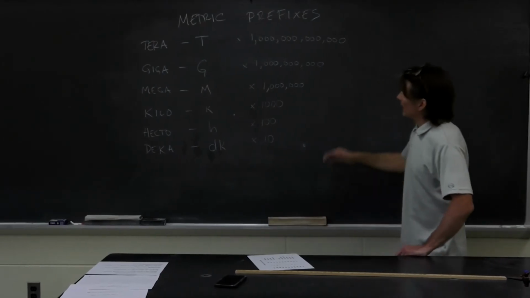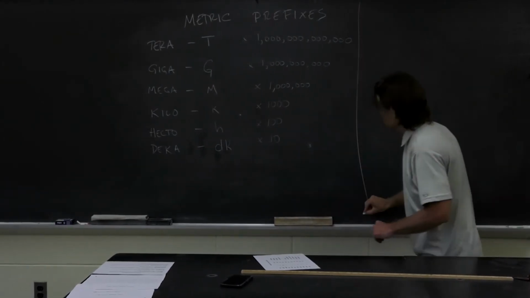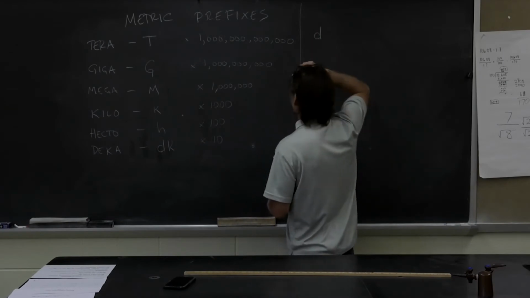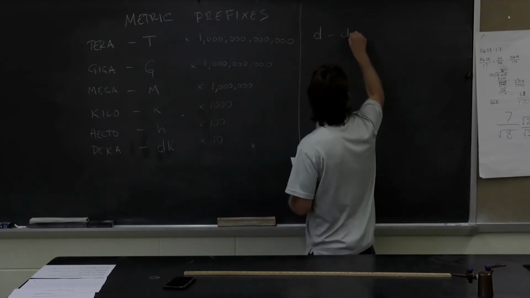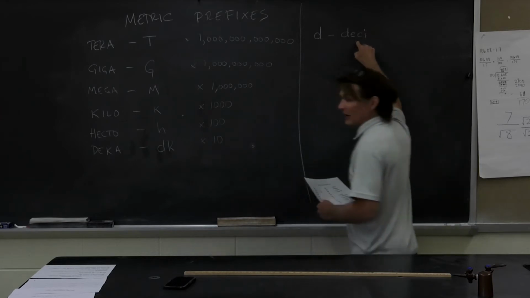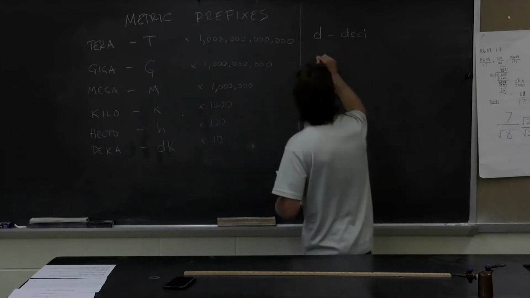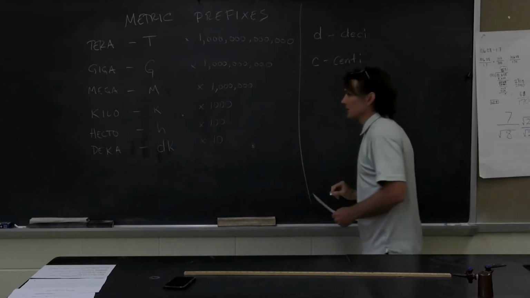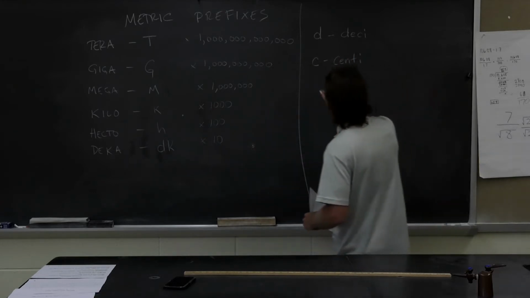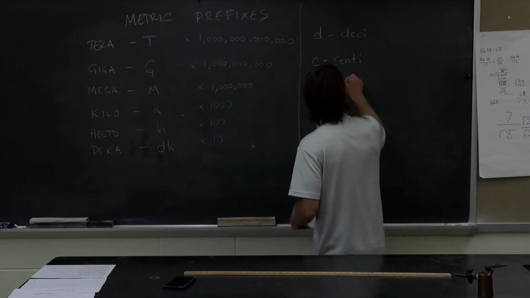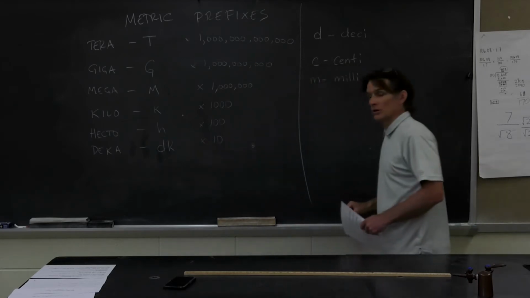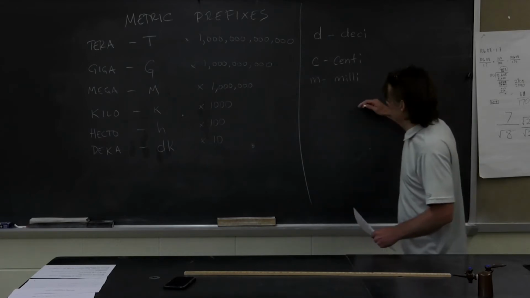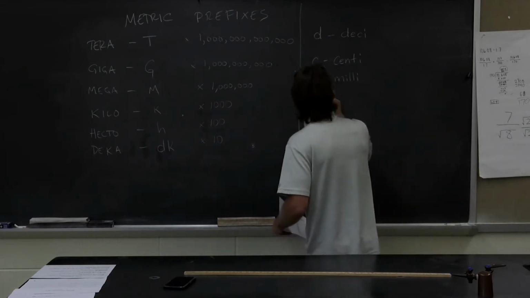Okay, now let's go to the tiny metric prefixes. Decimeter. Sorry, I always do that. A little d means deci, or divide by 10. A little c means centi, or divide by 100. A little m means milli, or divide by 1,000. And now we're going to skip 1,000 each time here. There's a micro.